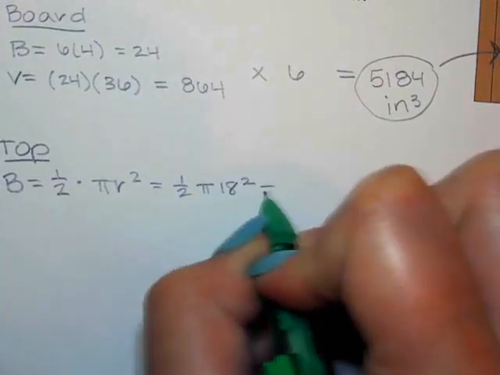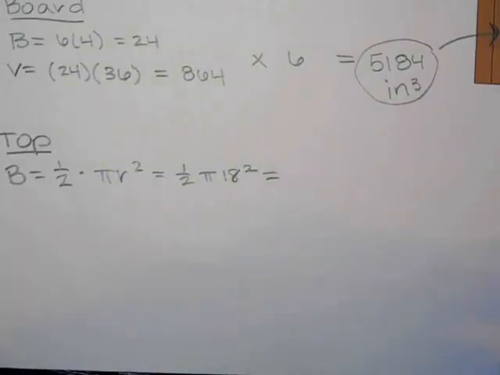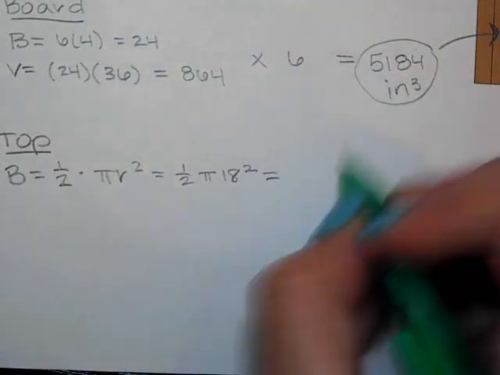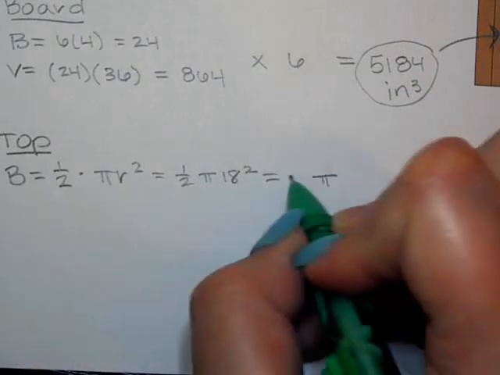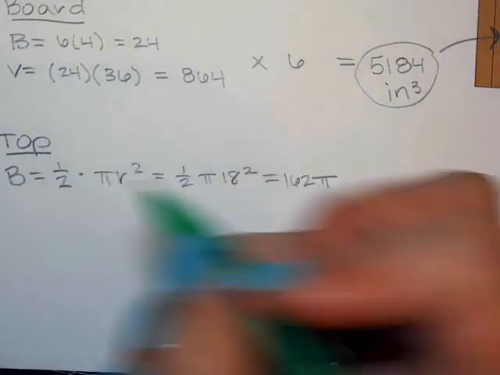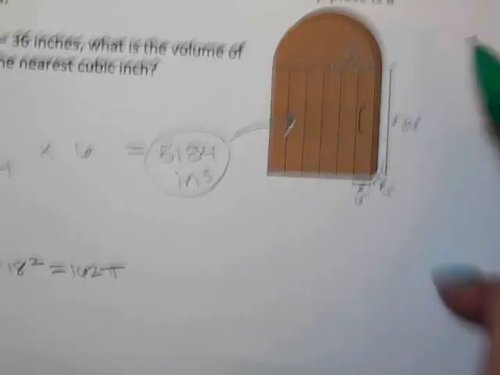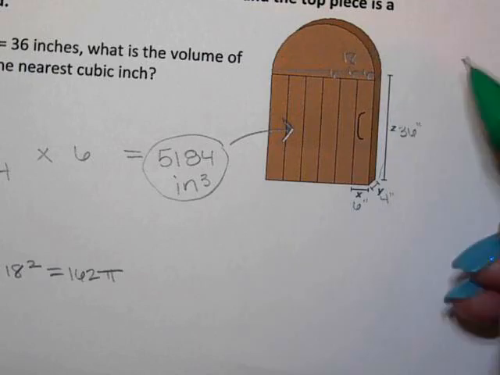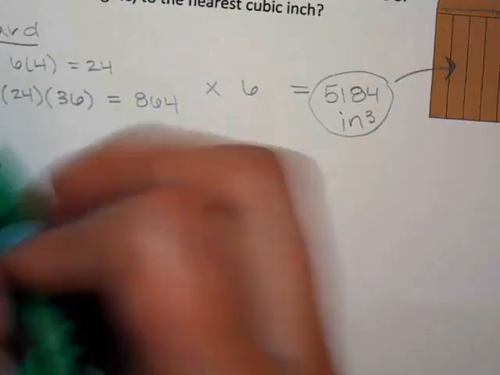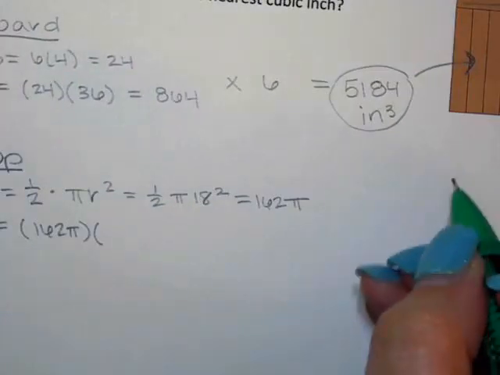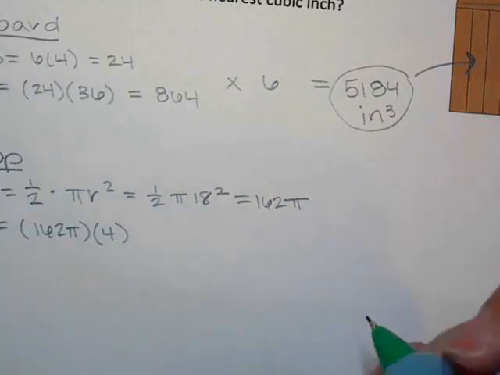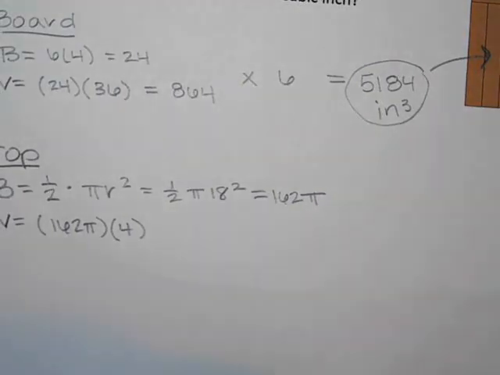We'll just keep the pi on the end. Anyone know? Who has fast calculator fingers? 162 pi. Okay. And then this is not a very tall cylinder, because the height is just this part. So now we're going to do area of the base times the height for the volume. So area of the base, 162 pi, times the height. And then what's the height? 4. So the height happens to be the width of the door for how we're calculating this. So what is the volume? 648 pi. Okay. Inches cubed. So that's the top of the door.